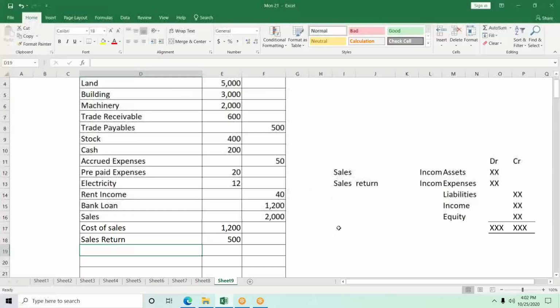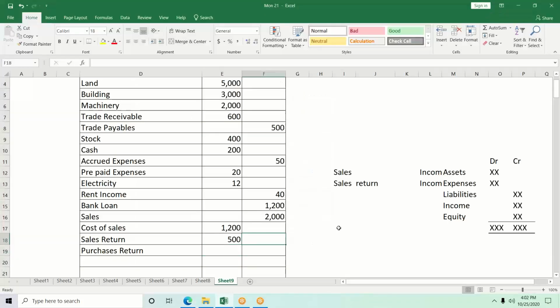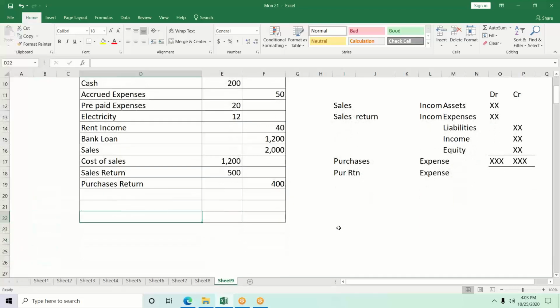Purchases return, rupees 400,000. Puta, purchases return is what account? Keep in mind, Puta, the purchases account is an expense account. Purchases return account is also an expense account. But it reduces the expenses. So you can't consider that as an income. Still, it is an expense account. But as it reduces the expenses, it has a credit balance. Purchases return. Right. What next?